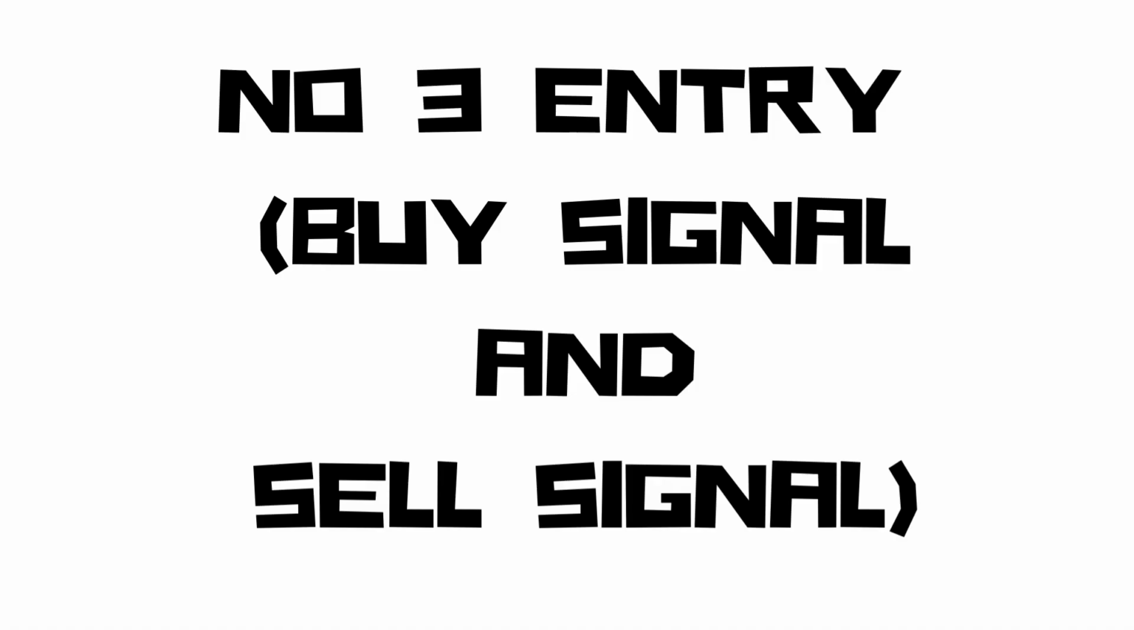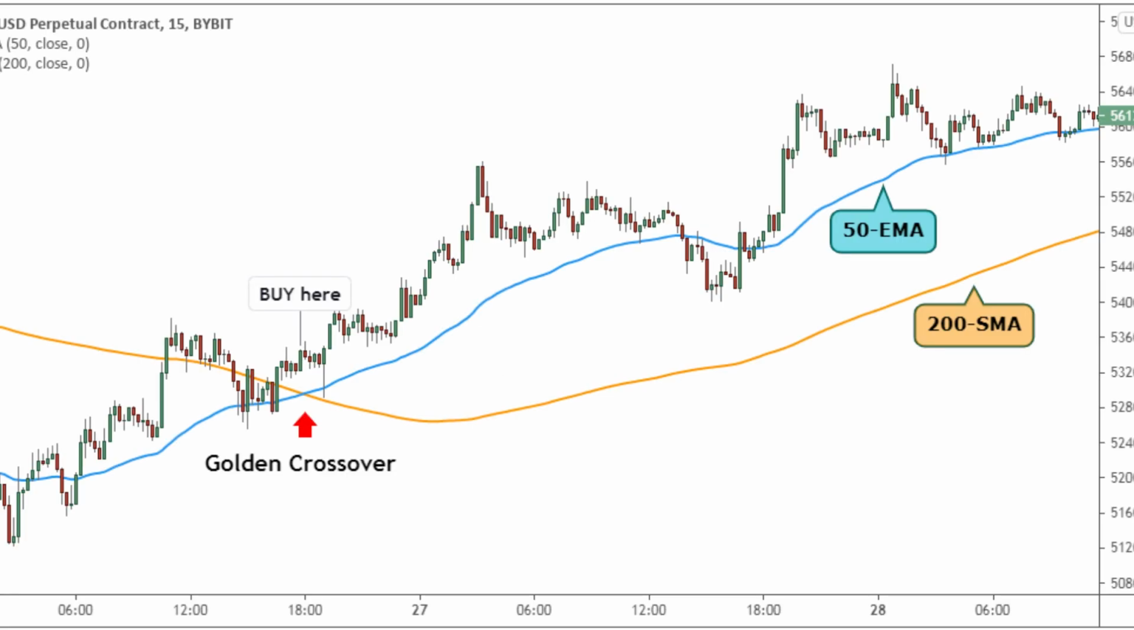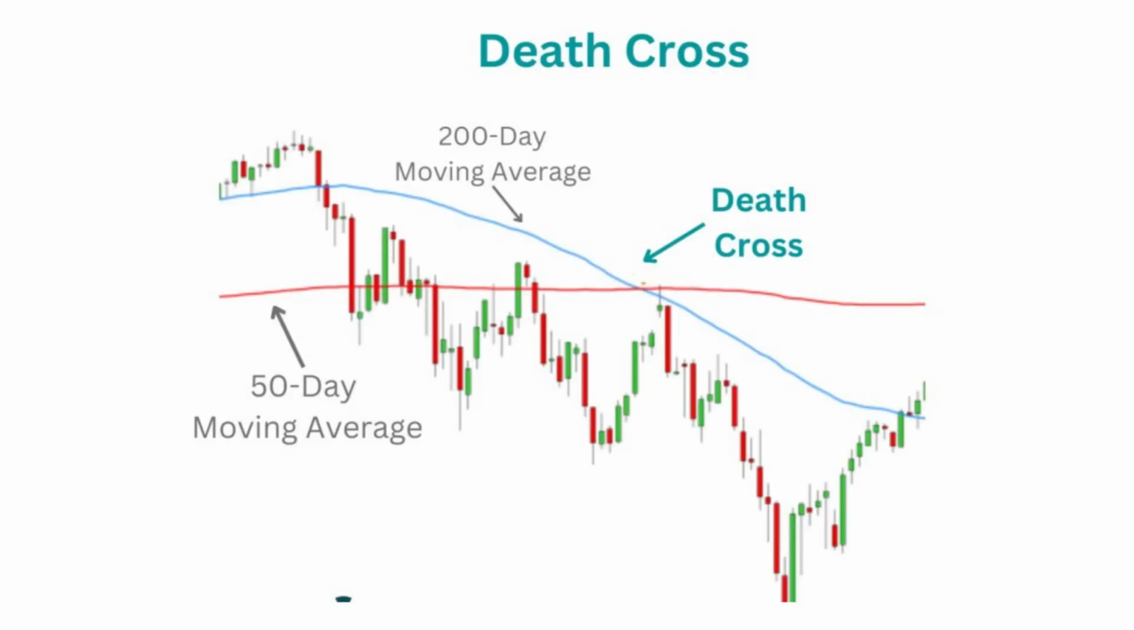Number 3. Entry signals. Buy signal: when the short-term SMA crosses above the long-term SMA (golden cross), consider it a buy signal. This suggests that the short-term trend is turning bullish. Sell signal: when the short-term SMA crosses below the long-term SMA (death cross), consider it a sell signal. This suggests that the short-term trend is turning bearish.